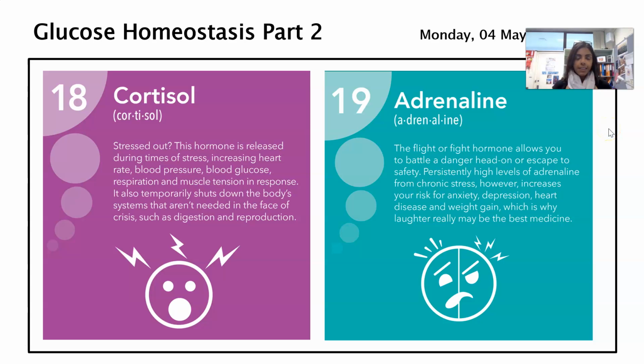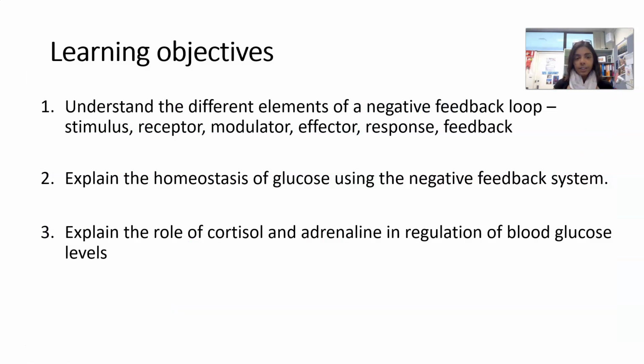Hi everyone, in this lesson we are going to be looking at other mechanisms for regulating glucose concentration in the blood. So we're going to be looking at two other hormones, not insulin and glucagon, but cortisol and adrenaline. You may have heard of these hormones before, and in this lesson we're going to look at how they operate in the body. The learning objectives for this topic are pretty similar.